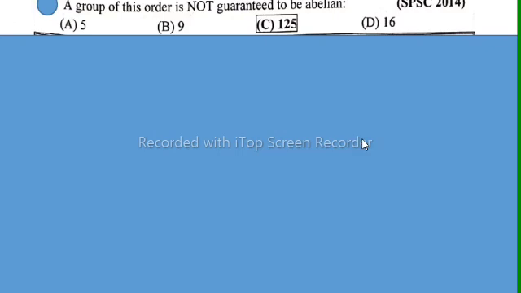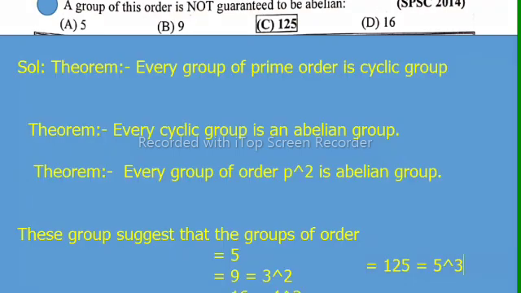In this lecture, I will solve PSC 2014 MCQs: which group of this order is not guaranteed to be abelian. Solution: theorem number 1, every group of prime order is a cyclic group. Theorem number 2, every cyclic group is an abelian group. Theorem number 3, every group of order p square is an abelian group.